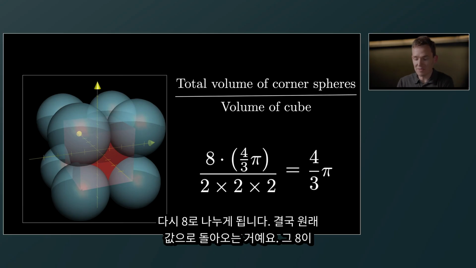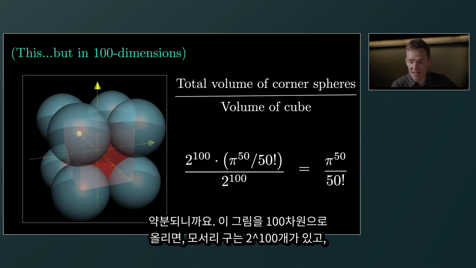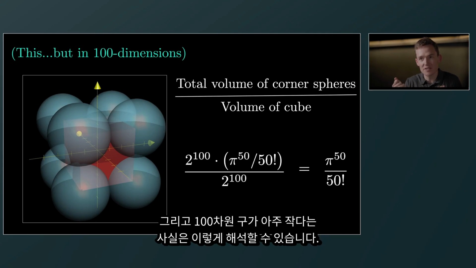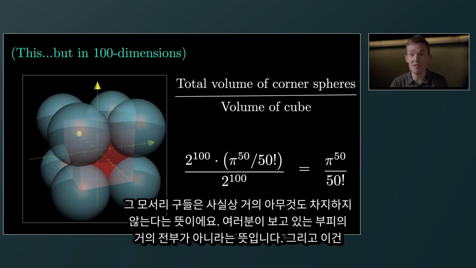So that's just getting us back to where we are, because that factor of 8 cancels out. Whatever this picture looks like up in 100 dimensions, you've got 2 to the 100 corner spheres, and then you've got this big old cube that's volume 2 to the 100. Those cancel out. And the fact that a 100-dimensional sphere is very small could be interpreted as saying, whatever this diagram should be up in 100 dimensions, those corner spheres are basically none of it. They're effectively none of the volume that you're looking at.